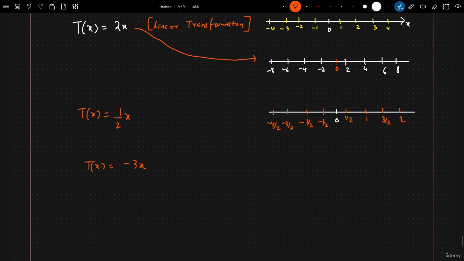Right now we are just going to apply some kind of function. Let's say one of the functions over here can be, I can also write this transformation as f of x is equal to 2x, right? This one, I can also write this one, right?